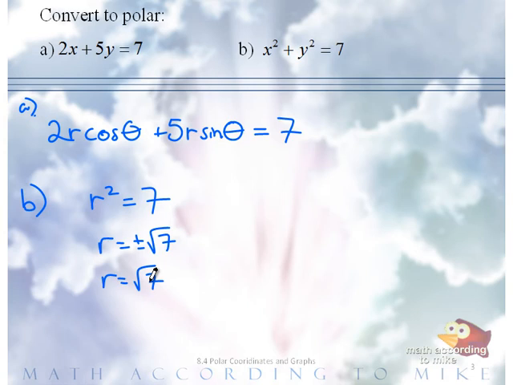So they both will make the same thing. X squared plus y squared equals 7 is a circle of radius radical 7. But it's a lot simpler in terms of polar. R is just the number radical 7. Questions? Good. All right, so that's converting to polar.